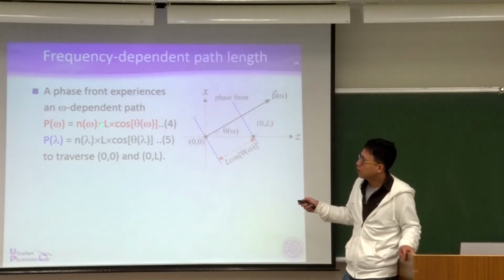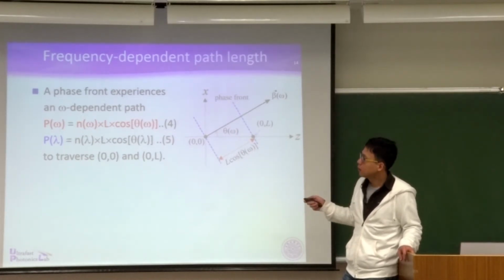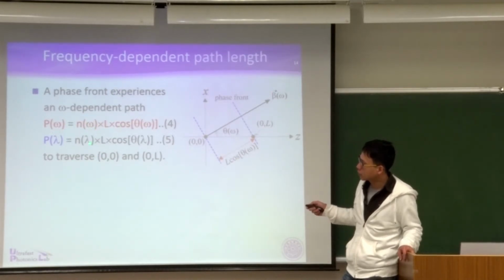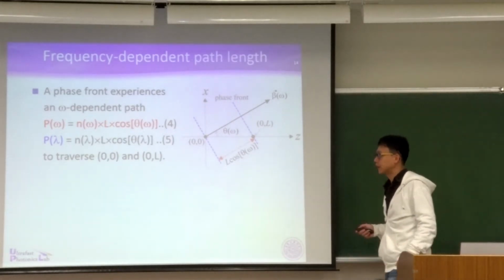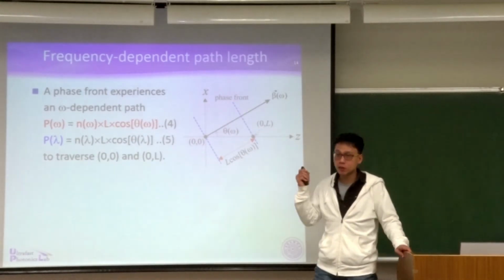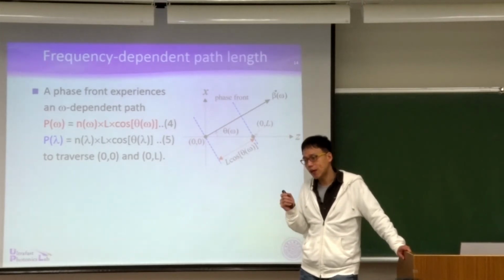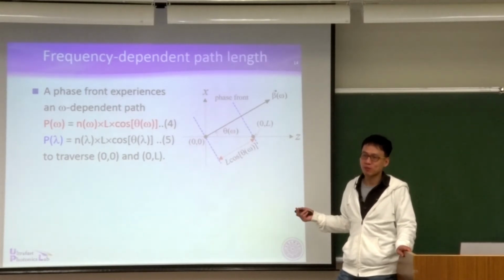Here, material dispersion, n of omega, is also taken into account. In terms of lambda, just change all the variables from omega to lambda. You get n of lambda times constant L times cosine of theta of lambda. These two are equations 4 and 5. Then it becomes natural, right? If you have frequency-dependent path length, you must have frequency-dependent phase accumulation. And that is the source of spectral phase modulation, right?